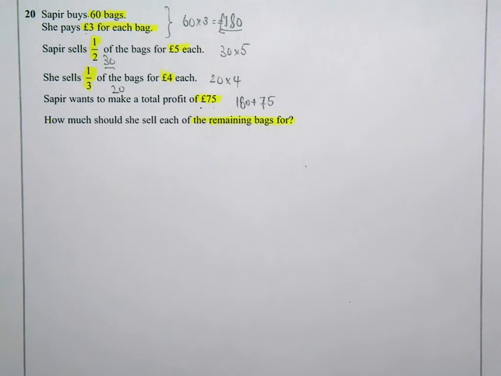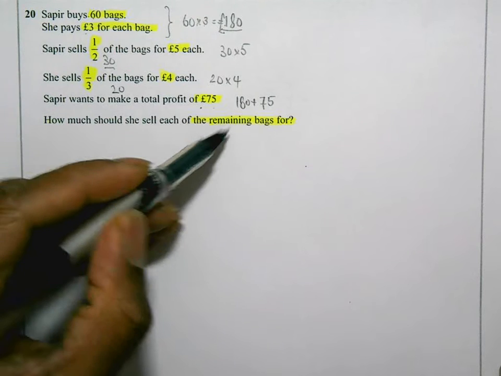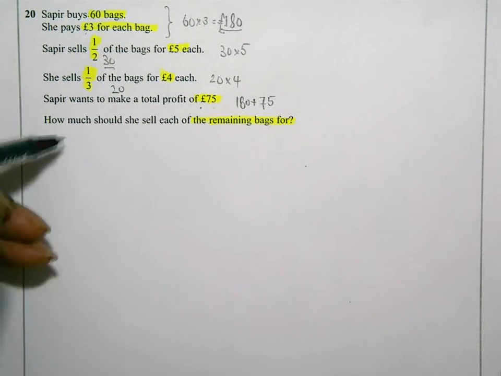Now I've just done that as a rough calculation, and you could do that quite quickly, thinking about this, because this question is made up of many stages, because this last stage says how much money should she sell the remaining bags for. So I'm going to write it out properly now.